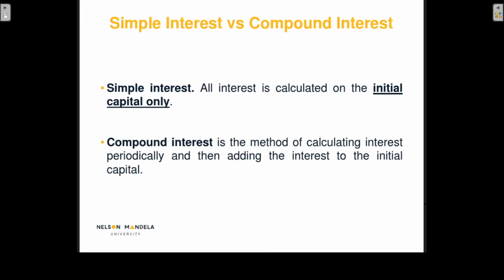Now, simple interest is when all the interest is calculated on the initial capital only. So we keep on calculating the interest on the original amount. Compound interest is the method of calculating interest periodically and then adding the interest to the initial capital. So basically, you calculate interest on the previous interest. And I'm going to illustrate this with a simple example.